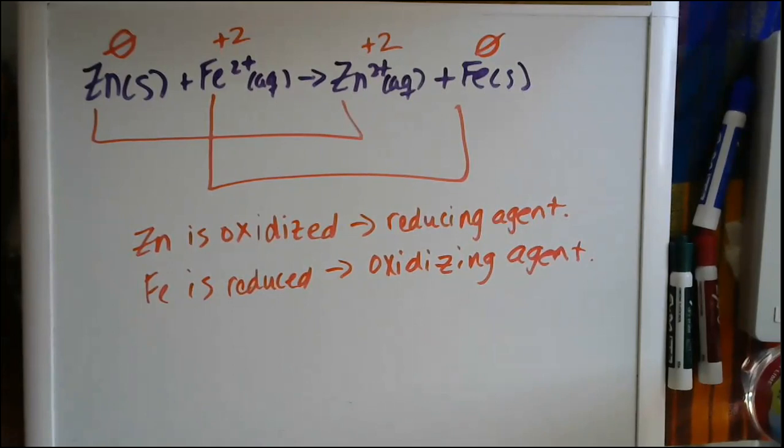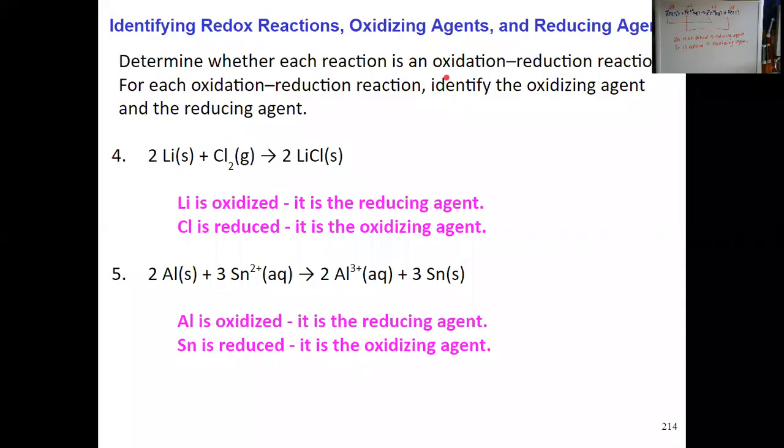Okay, let's look at the other answers and you guys can compare them to what you did. Okay, so here are our next two. We see here for number 4 that lithium is oxidized. It goes from an oxidation state of 0 to +1. That's oxidation, so it's the reducing agent. Chlorine goes from 0 to -1. That's reduction, so chlorine is the oxidizing agent.